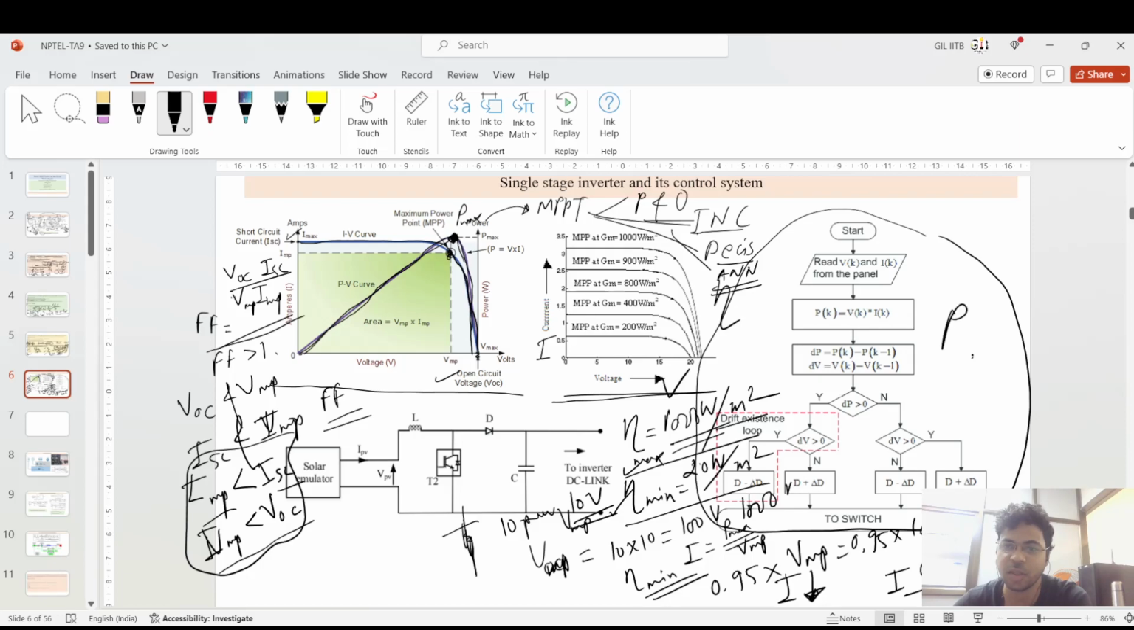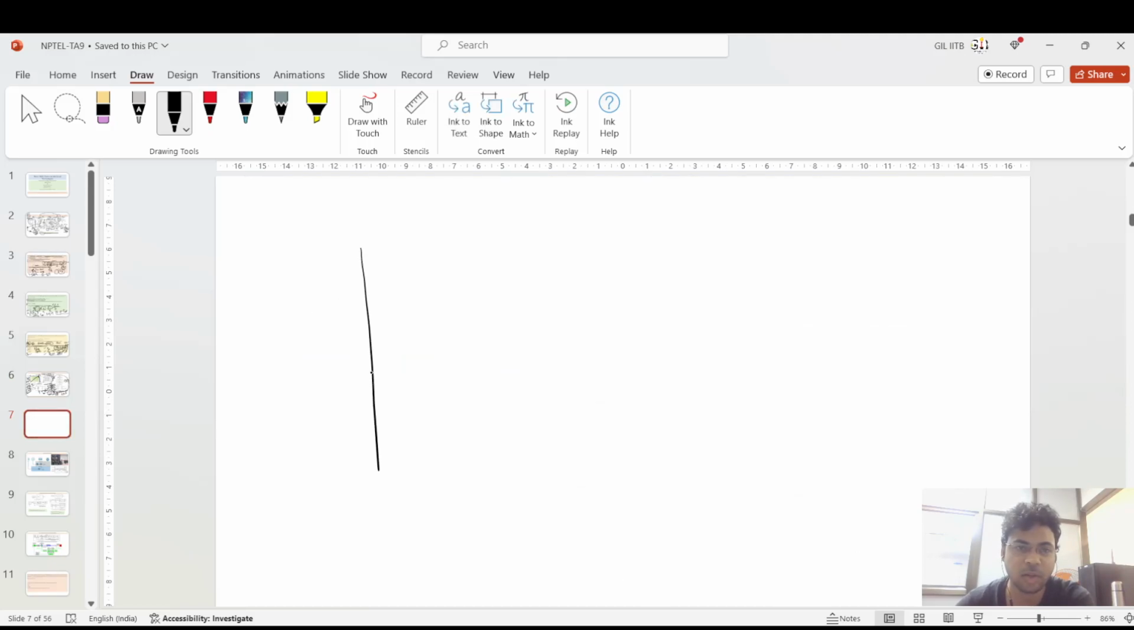In the right side image, if you see, I have shown one algorithm, that is the P&O method, the perturb and observe method. Let me explain this algorithm because it is also important. Suppose you have this PV characteristic, that is the P versus V characteristic.